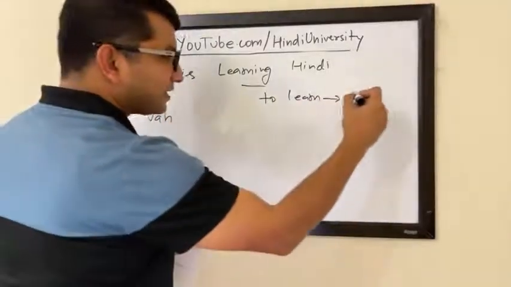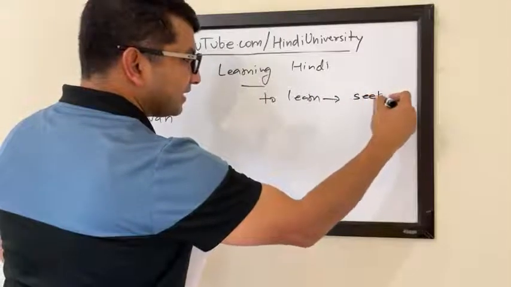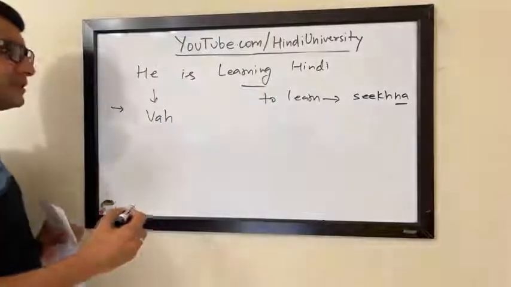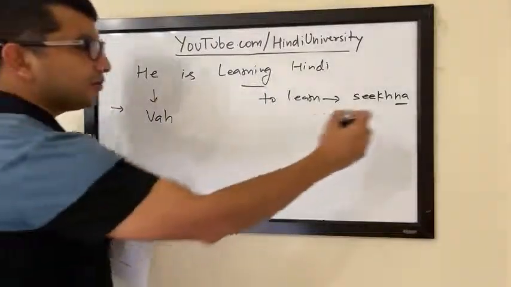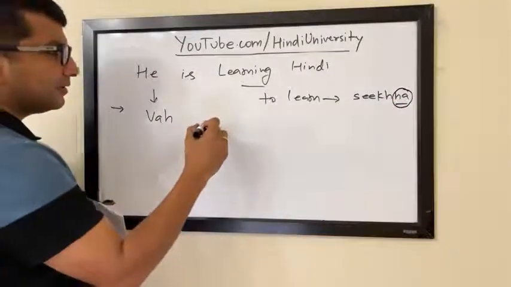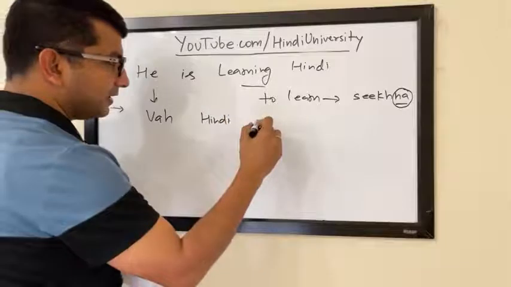Raha hai. Okay, what is the verb? To learn is? Seekhna. Very good. Seekhna, right? Ending with na. And because it's present continuous, how are you saying it? You are removing the na. And then? Seekh. So Hindi seekh.